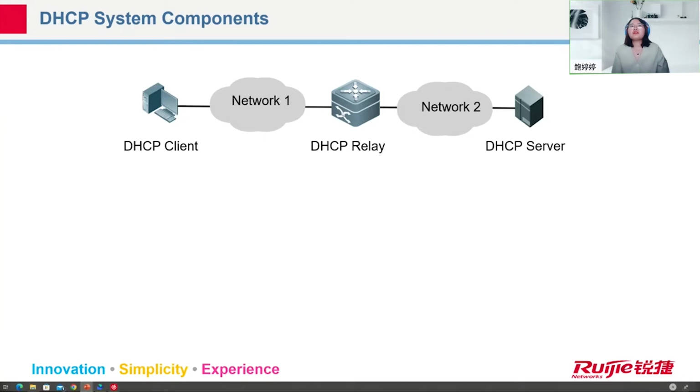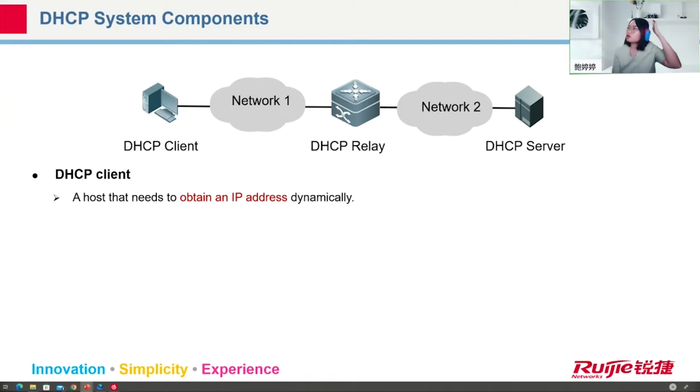And about the DHCP system components, we have three roles. The first one we call the client. It's easy for us to understand, right? Client means a host that needs to obtain an IP address dynamically. The host maybe is your laptop, your personal computer, your phone, your iPad. Someone needs an IP address and sends out the request from the device. These devices we call the client. Also, maybe your network devices can be the DHCP client, but you have to enable the DHCP client function.